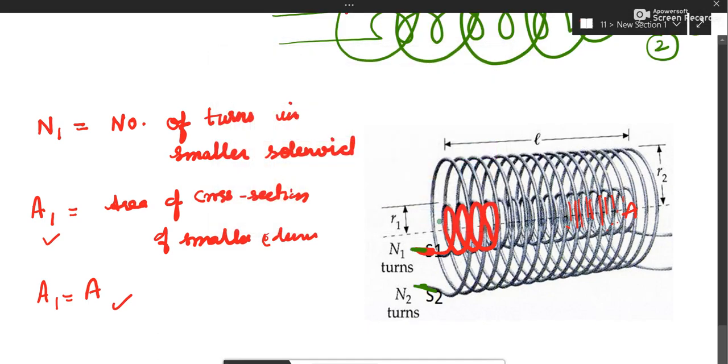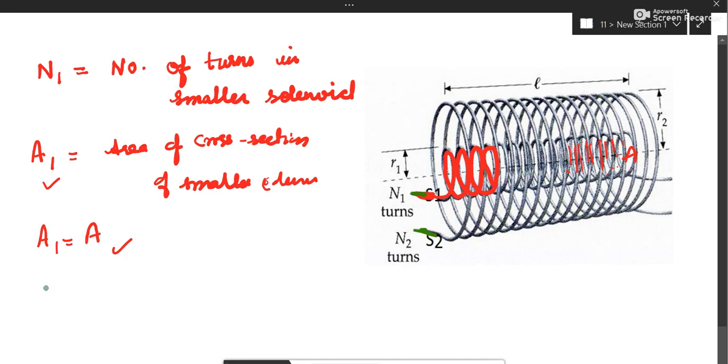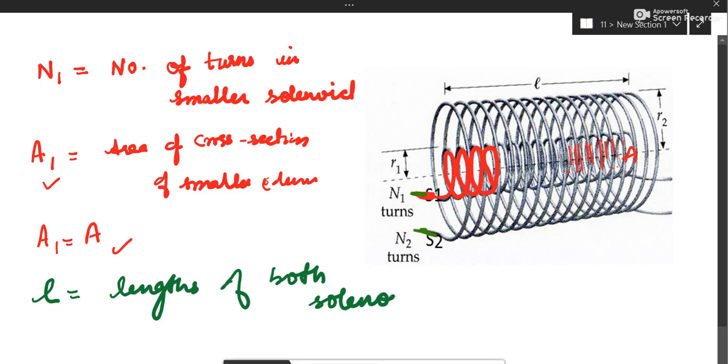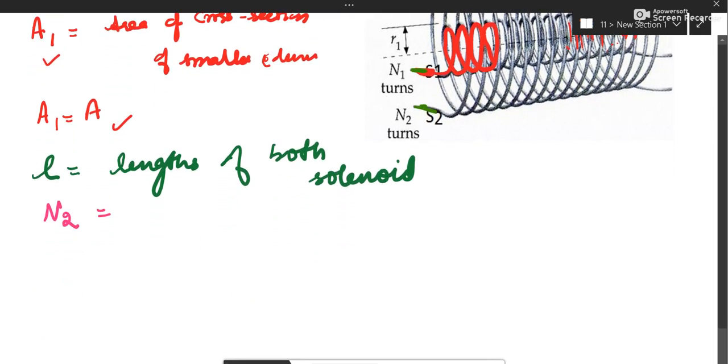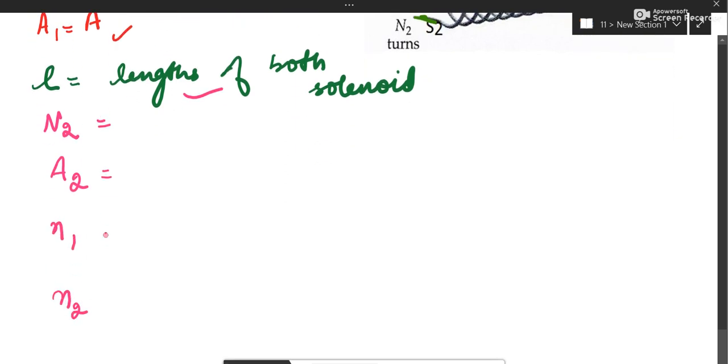Now further, we can talk about length. Length is the same. So this is the length of both the solenoids. Similarly, you can label the number of turns in the second solenoid, the bigger one. Area of cross section of the bigger solenoid, length is the same, I have already told you. And we can define N1 also and N2 also, that you know. N1 is the number of turns per unit length for the smaller one, and N2 is the number of turns per unit length for the bigger solenoid.